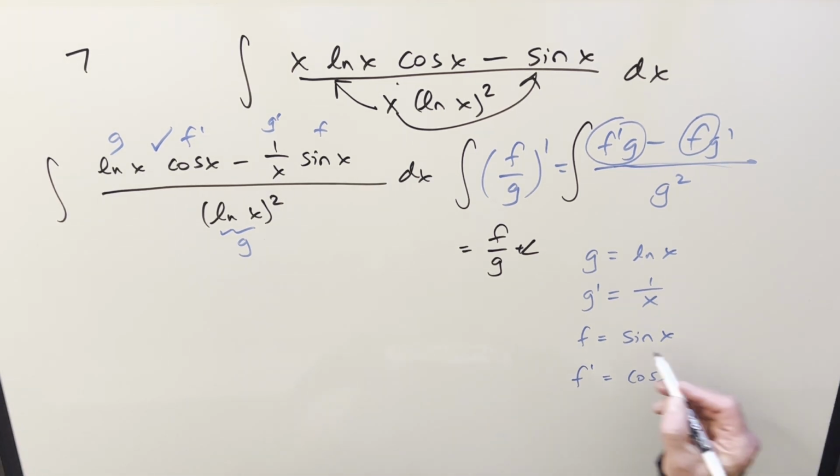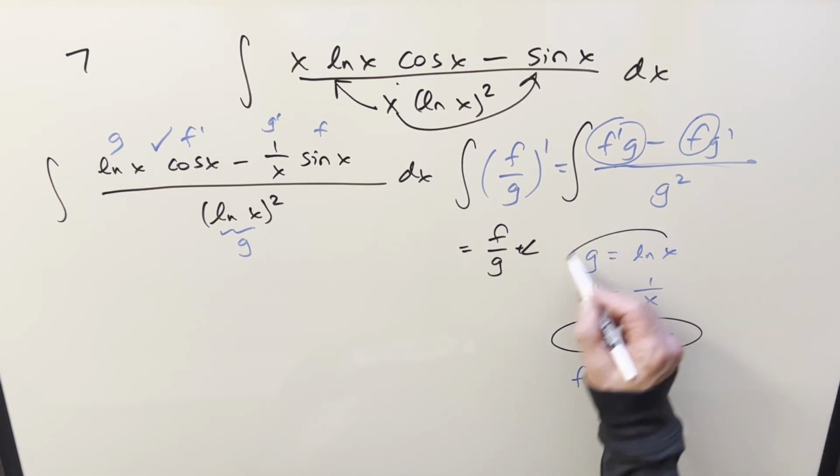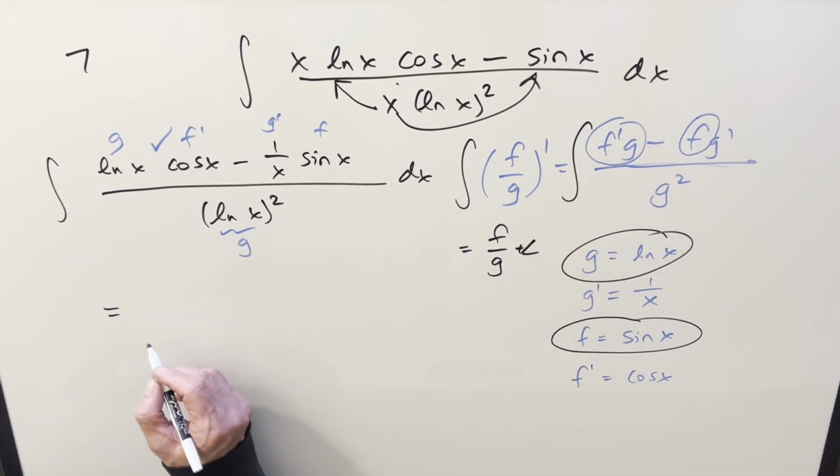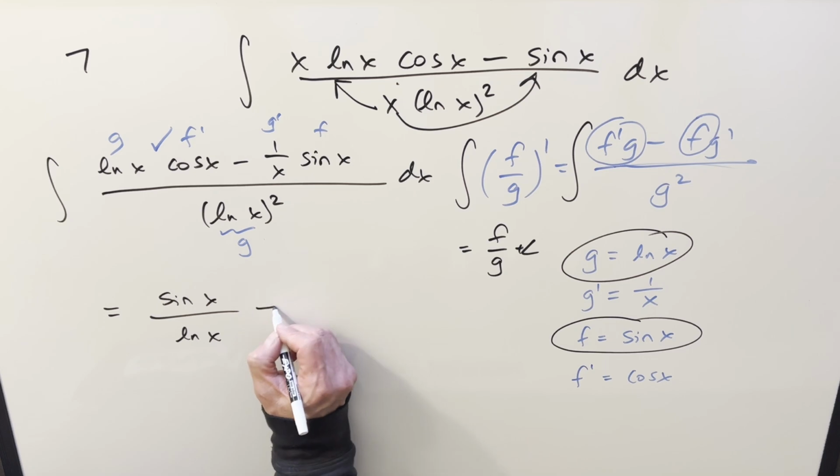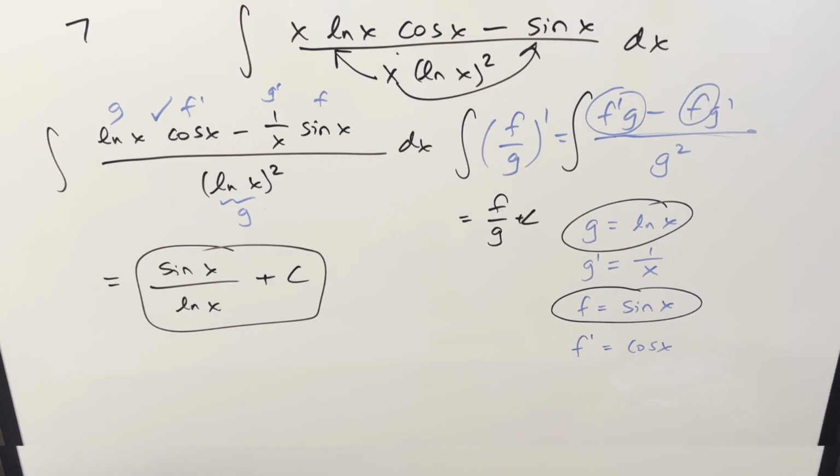So all we need to do to finish is just grab the f value, grab the g value, put it together. And so for my final solution on this, we get just sine x over natural log x plus c, and that's it.